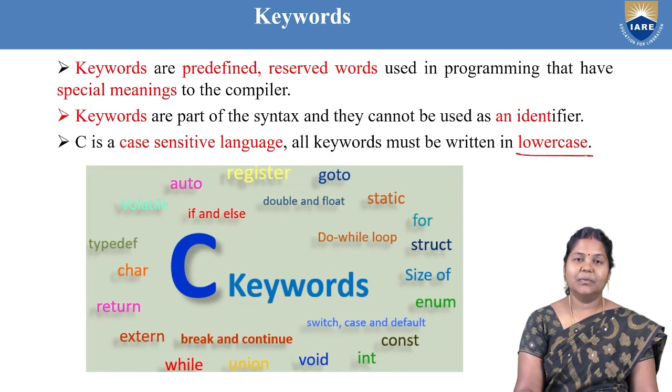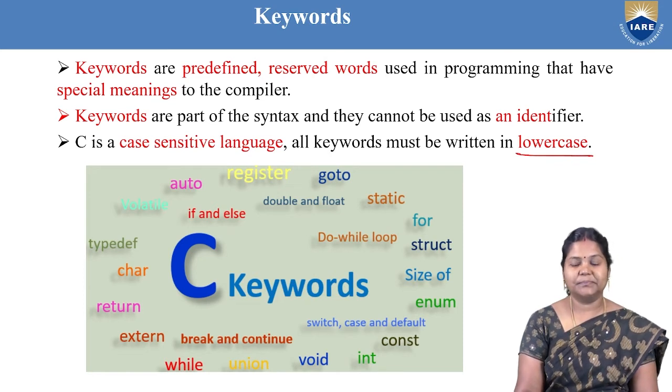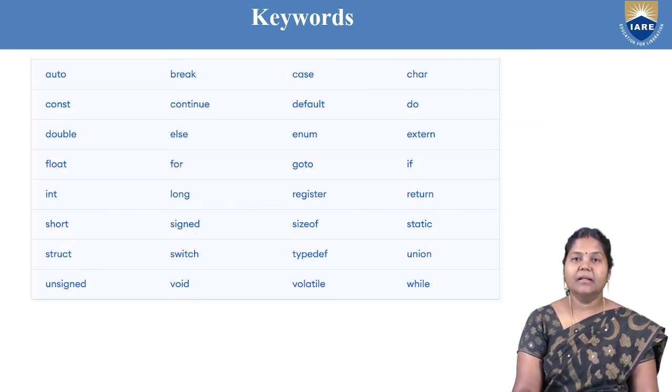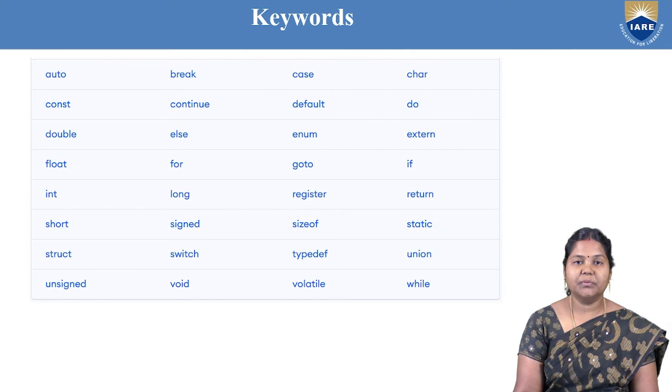So, let us see what are the keywords available in C. Now, keywords available in C language. In ANSI C, there were basically 32 keywords defined, but in the newer versions, the number of keywords has increased.